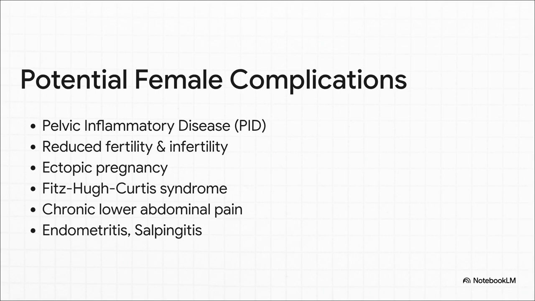For women, the consequences are arguably even more severe, and that risk is magnified because the initial infection was likely silent. An ascending infection can cause pelvic inflammatory disease, or PID, which can lead to permanent, life-altering damage, including infertility, a higher risk of ectopic pregnancy, and chronic pelvic pain. This really underscores why robust screening programs are so essential.